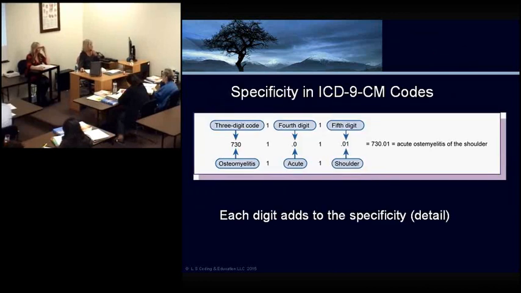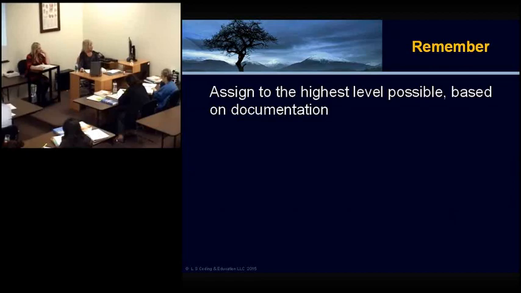All right, specificity in ICD-9 codes, we have the 3-digit, and then we can add a 4th digit, but to be totally specific, we need to have all 5 available digits, would be acute osteomyelitis of the shoulder using 1 as our 5th digit. All right, so remember, you have to assign to the highest level possible based on the documentation.